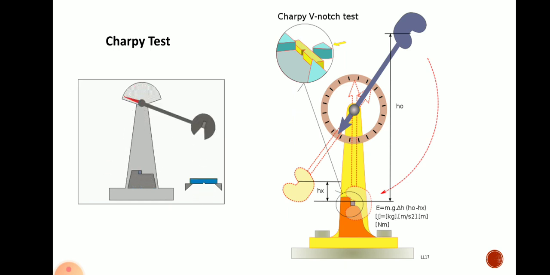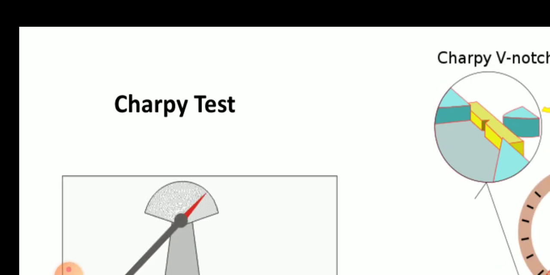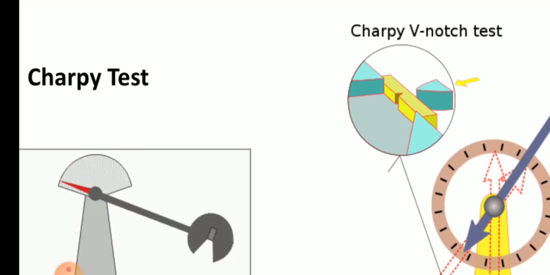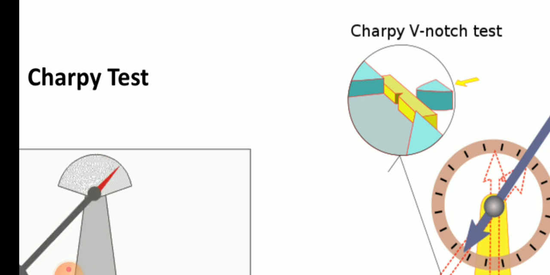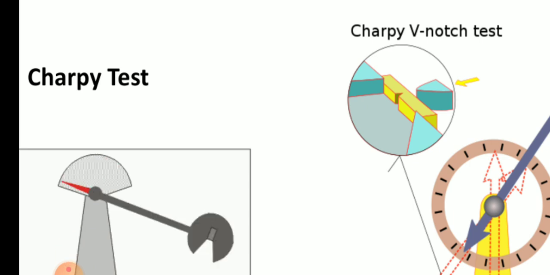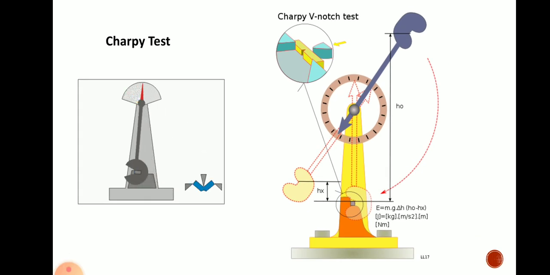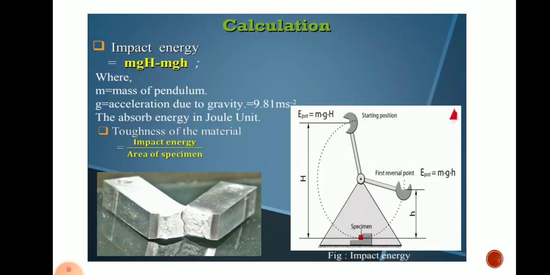So here you can also observe the initial height, which we have represented by H0, and the final height after breaking the specimen, represented by Hx. So these two heights are there, and in this diagram you can observe the hammer hits the simply supported specimen in the opposite direction of the notch. This is the hammer and this is the V notch. So this is the Charpy V notch test.